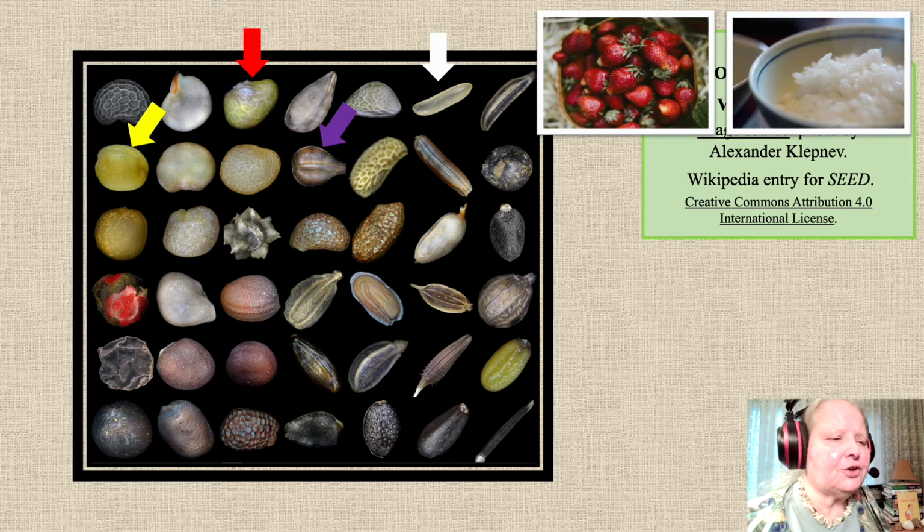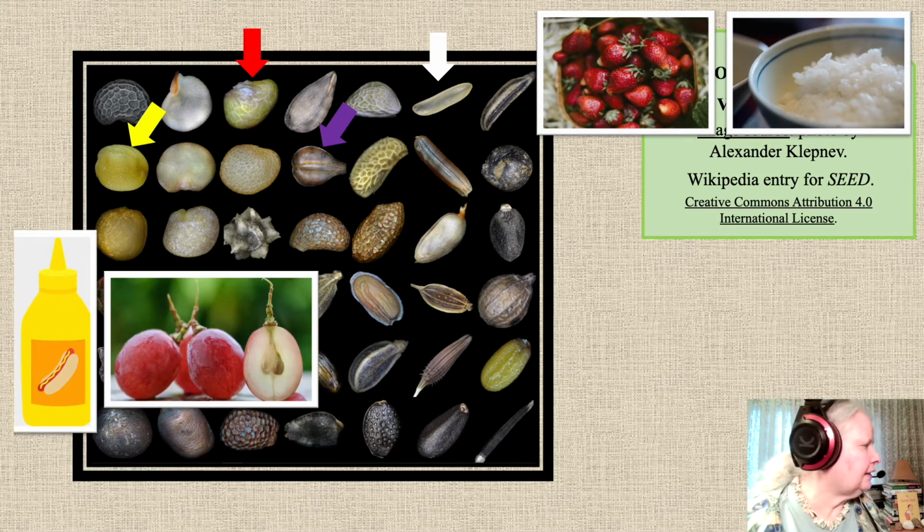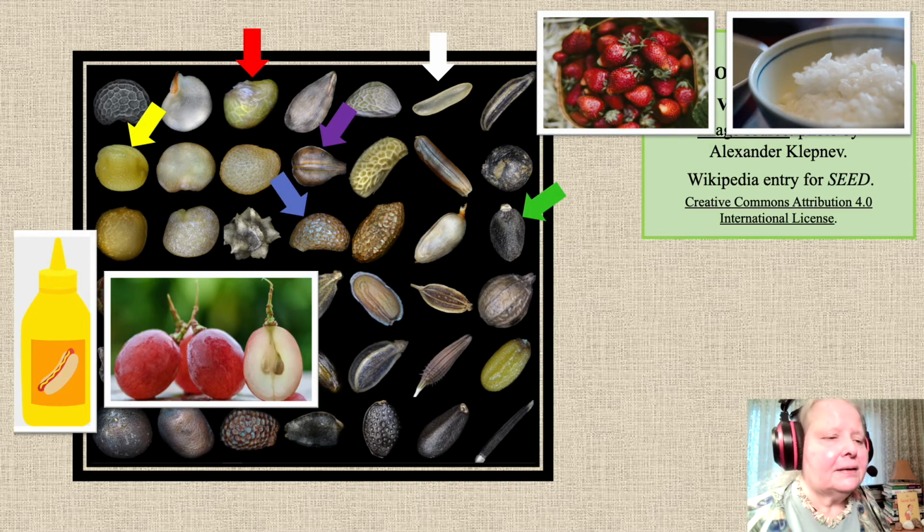For this next row, we have a blue and a green arrow. The blue one points to the seed of a blueberry plant, and the other arrow points to the seed of an herb called basil.